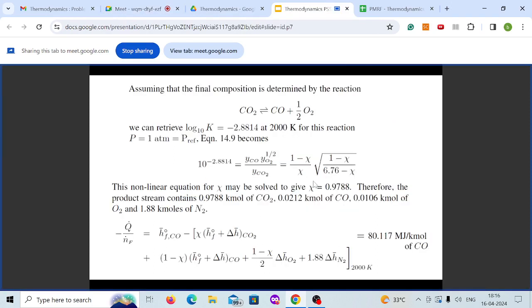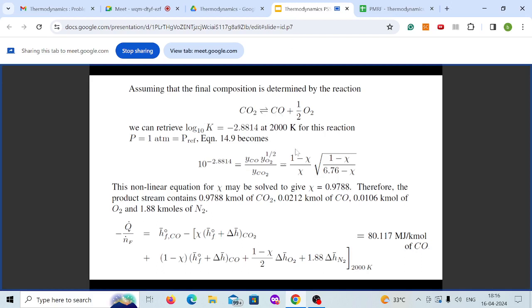Now we see the reaction is determined by the same reaction: CO2 is in equilibrium with CO plus half O2. It can be either way. At equilibrium, CO2 dissociates into forming CO plus half O2, and the same amount of CO plus half O2 forms CO2. That's why the composition doesn't change. So you can express the same expression.